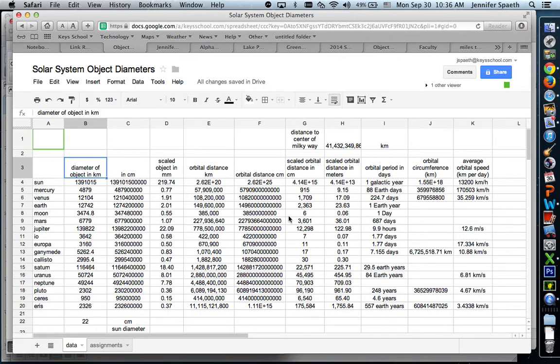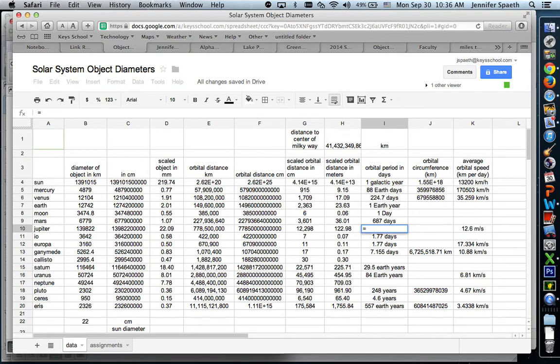So say I were to pick something in particular that I know is correct. I know, in fact, the orbital period for Jupiter is not 9.9 hours. It is, in fact, almost 12 years. I think it's 11.86 years.